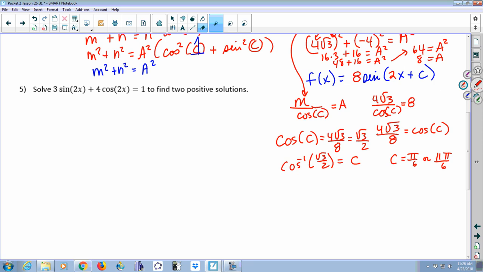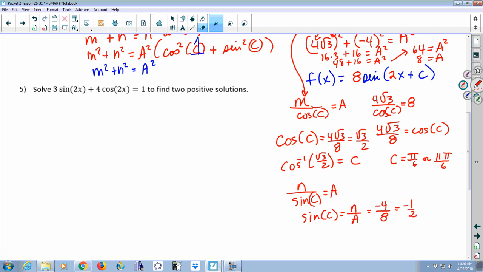So now let's play this same game with the sine of C. So N over the sine of C is equal to A. So sine of C equals N over A. N was what? -4. A was 8. So that reduces to -1/2.